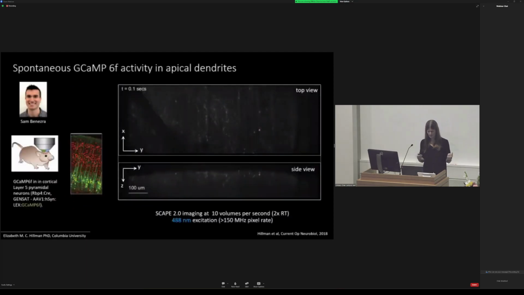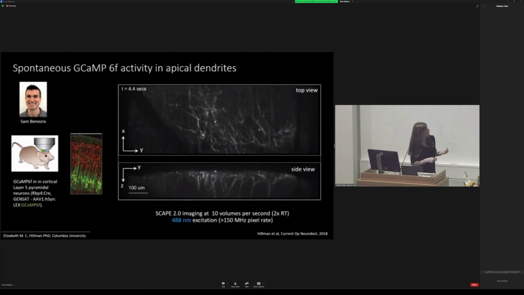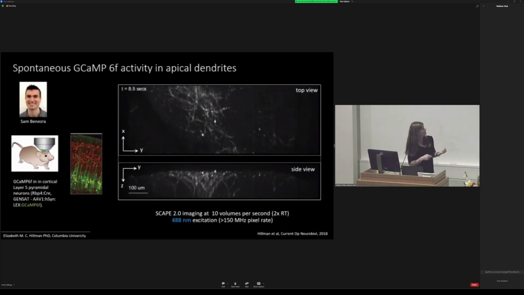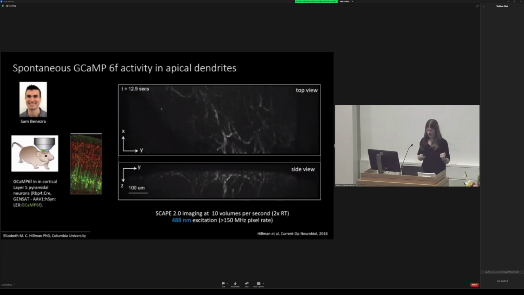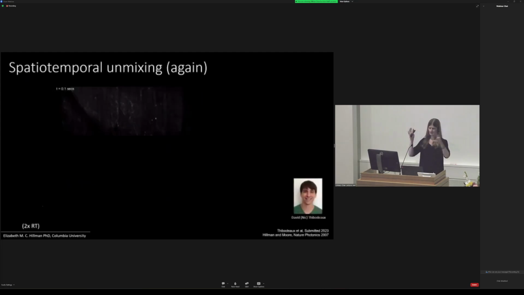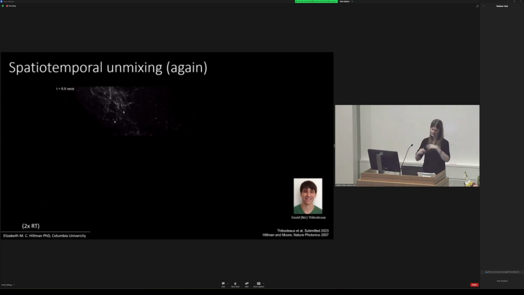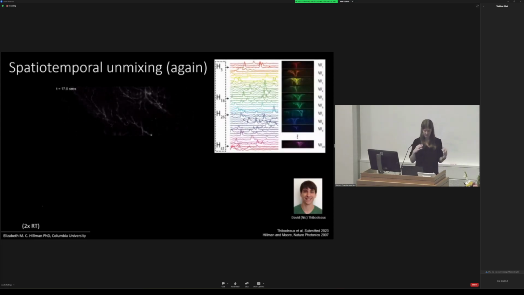You can also image neurons. This is looking at apical dendrites of layer 5 neurons flashing spontaneously. These lightning movies are very difficult to interpret. We did a similar thing to what I showed you on the fly brain here. We did what we call spatiotemporal unmixing. What that means is we're finding those individual time courses, and what I've done in this video is color-code those neurons that have a similar time course.